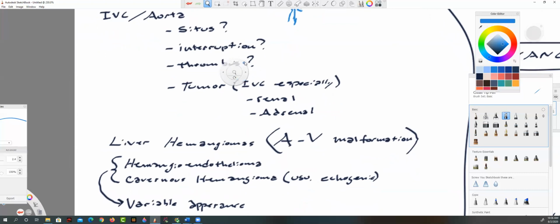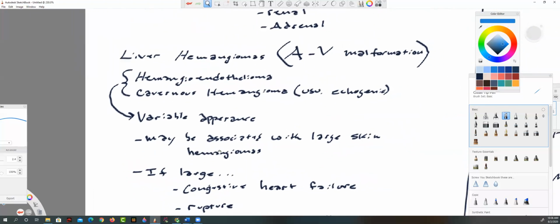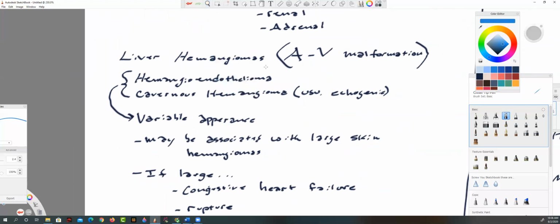Tumors of the aorta and IVC, always pay attention to those. The IVC especially, because there are certain childhood tumors of kidney and adrenal gland origin, both of which can take the easiest path, and the easiest path to extend out of these organs is into the renal veins, and then therefore into the IVC. Those are things we just pay attention for. I don't have too much else to say about that right now. Like I said, those renal tumors and adrenal tumors we will talk about next semester.